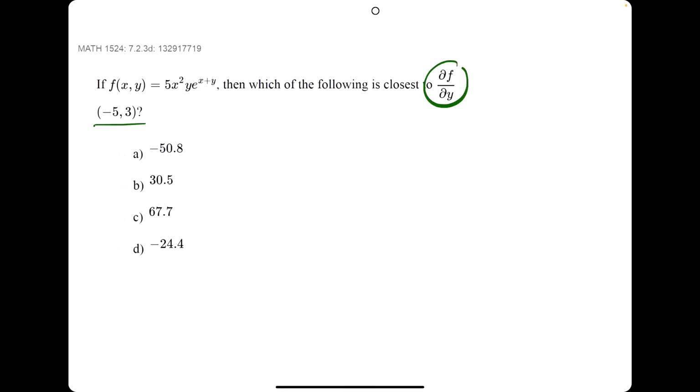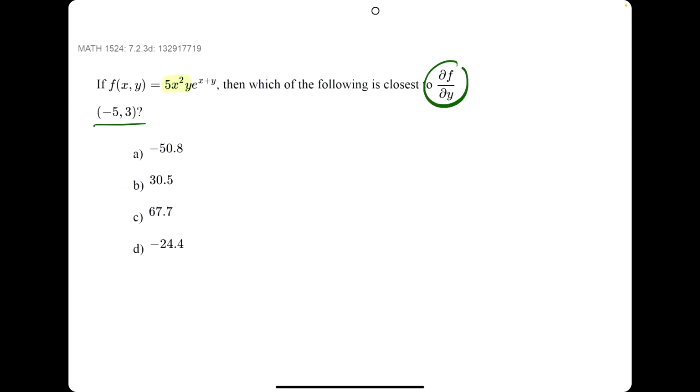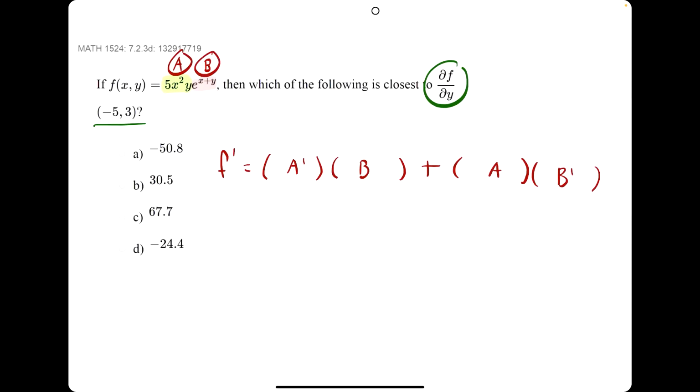To find the derivative of this function, it will take kind of splitting it up into two pieces. The first piece is 5x squared y. The second piece is e to the x plus y. What we have is two different y terms being multiplied together. So what we need to use is the product rule. And so we learned previously that product rule is always a prime times b plus a times b prime, if a is our first expression and b is our second.